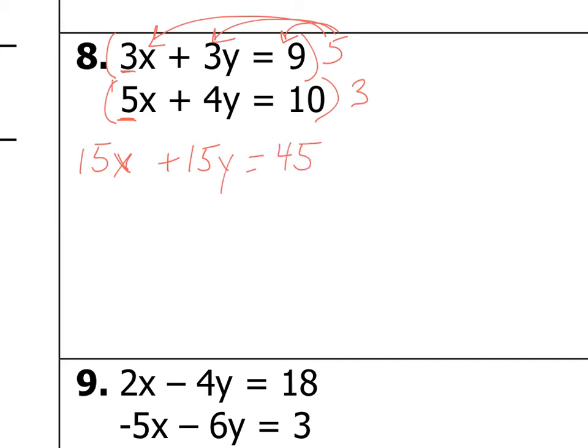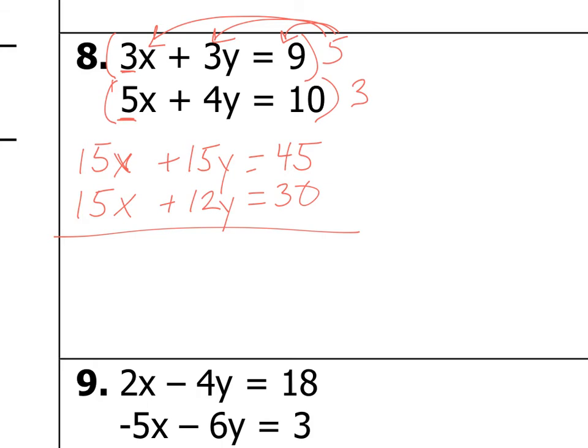Okay, first part's done. Multiply 3 into everything. Here we go, 15x. I'm smiling, even though you can't see it, because I've got the same coefficient in my x values. All right, there we go.